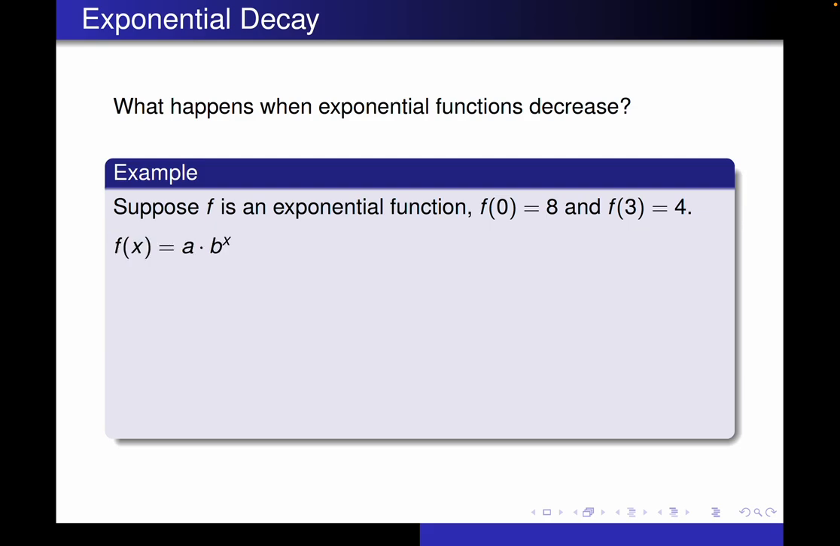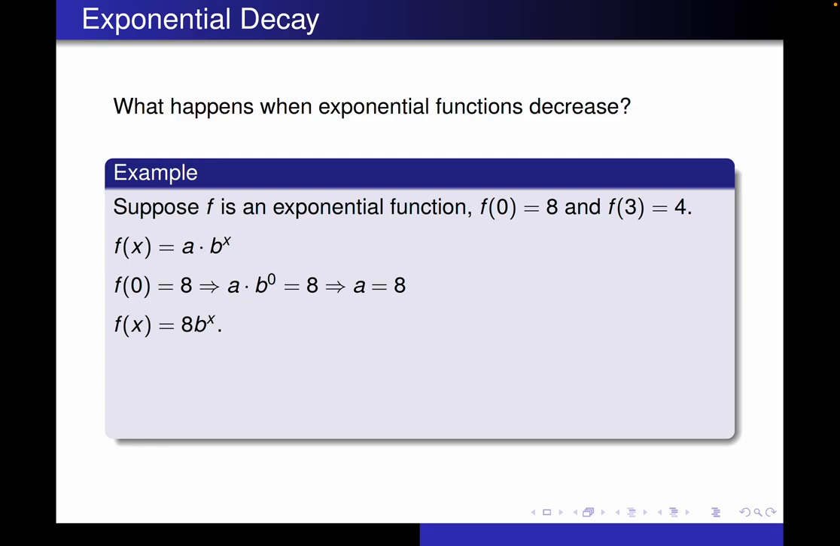So again, we know f is exponential, so it has the formula a times b to the x. f of 0 equals 8. We plug in x equals 0 into our function f of x. We get a times b to the 0. So a times b to the 0 equals 8. b to the 0 is just equal to 1. Anything to the 0 is 1. So that gives us a equals 8. So now we have f of x equals 8 times b to the x, since we know what a is.